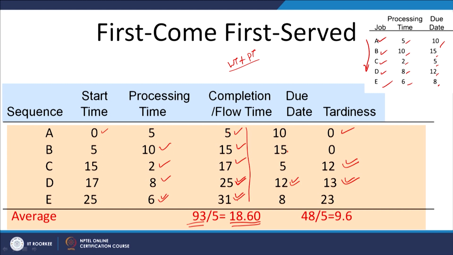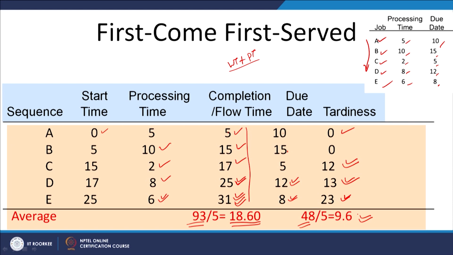Likewise, job E is completed after 31 days, and the due date was 8. So, the tardiness is 23 days. Total tardiness is 48 days, and the average tardiness will come out to 9.6.